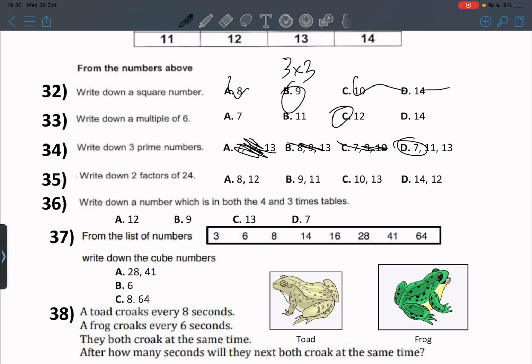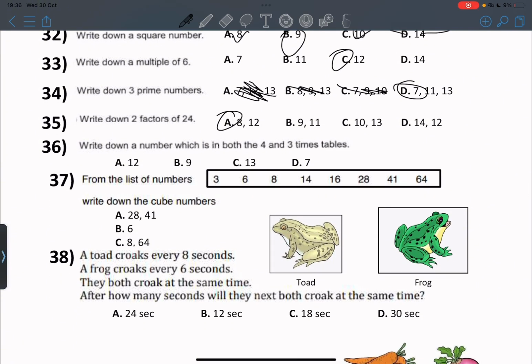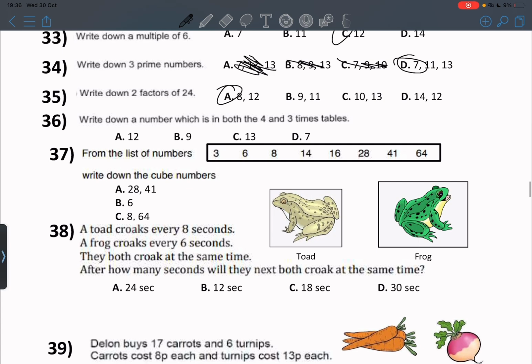Question 35. Write down 2 factors of 24. So what we have is 8 and 12. These are both factors. 8 times 3, and 12 times 2. Question 36. Write down a number which is in both the 4 and 3 times table. So 12 is in both times tables if you count them out.